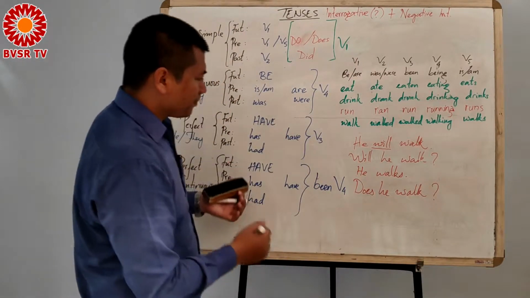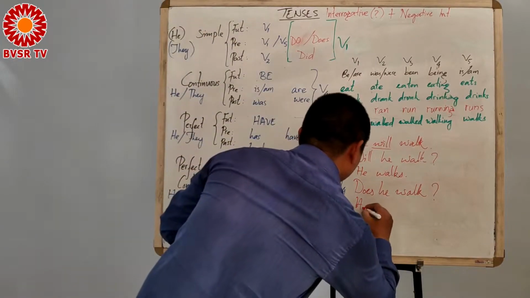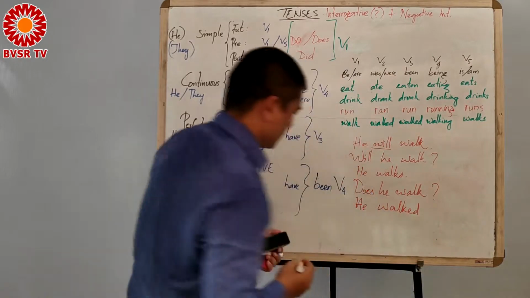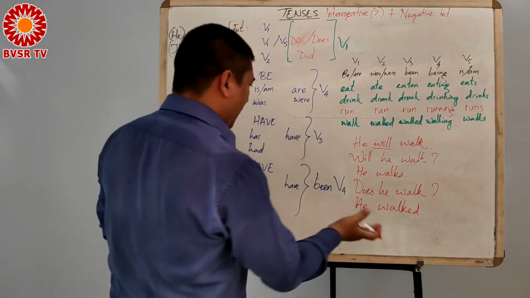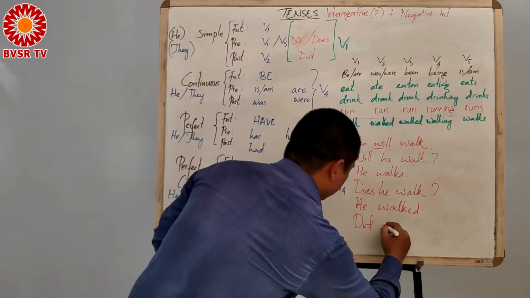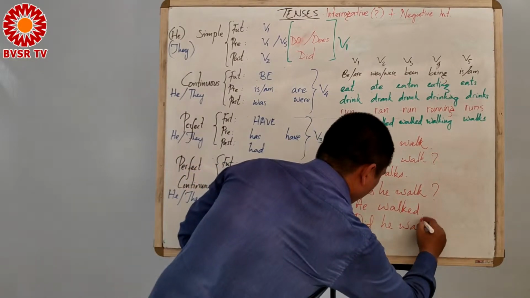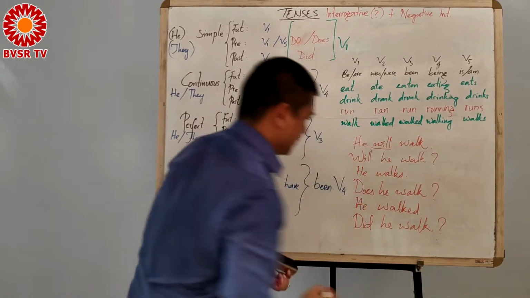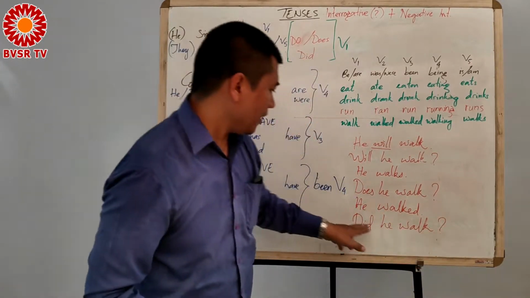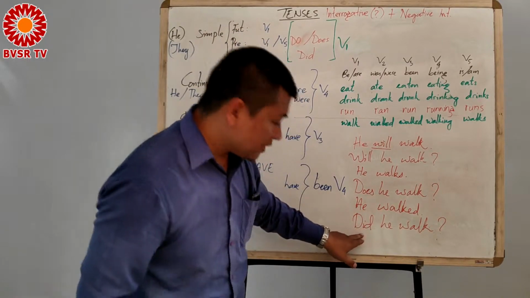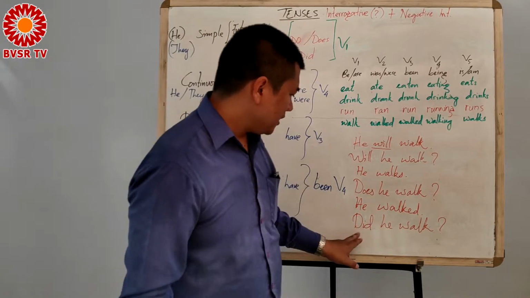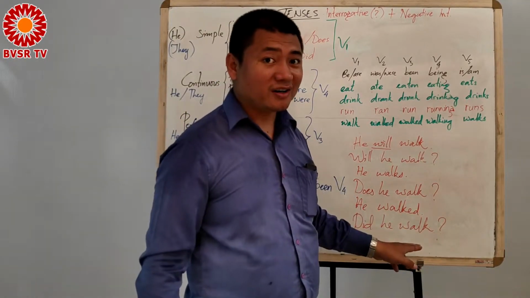And in the past, he walked. What is the past of do? Did. Now, it is very simple again. Did he walk? Now, we cannot say walked here anymore. Why? Because did is already explaining that it is already past. Therefore, we have to say walk. Did he walk?